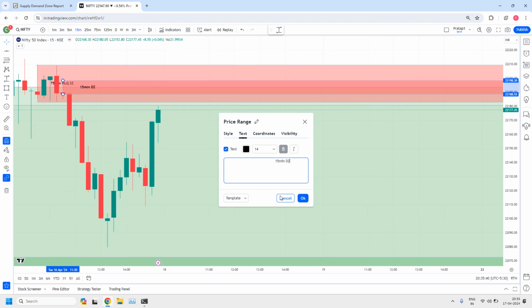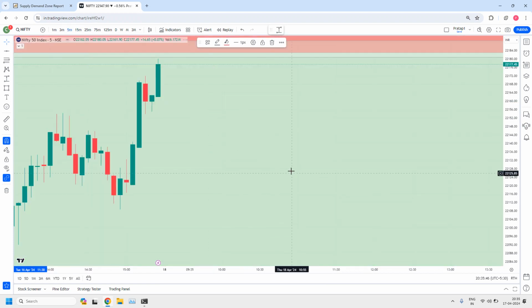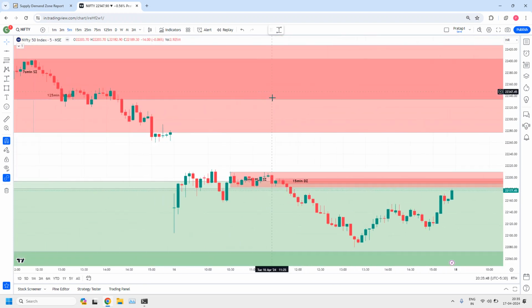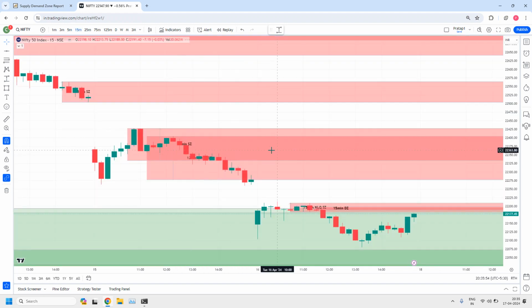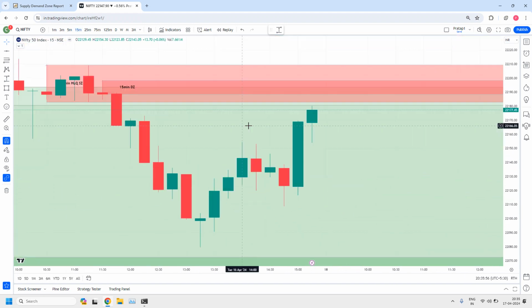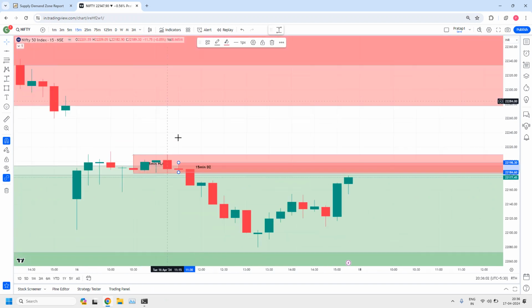How do we generally do this? Inside this 15 minutes we should identify a 5 minutes zone. Let me check if any 5 minute zone is available. For the 15 minutes I have to draw wick to wick. I didn't do this. Yeah. This is the 15 minutes. We have a drop, base, drop. Within this 15 minutes, any 5 minutes?